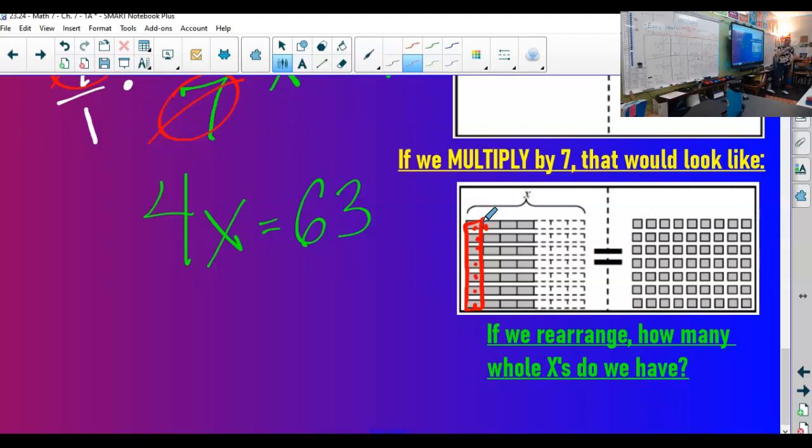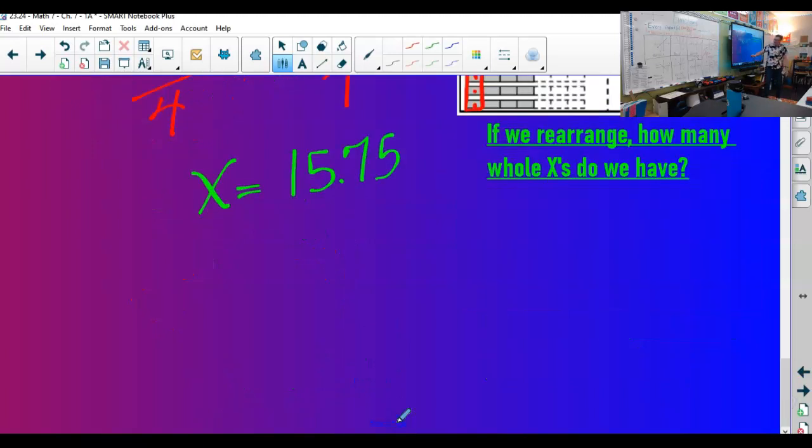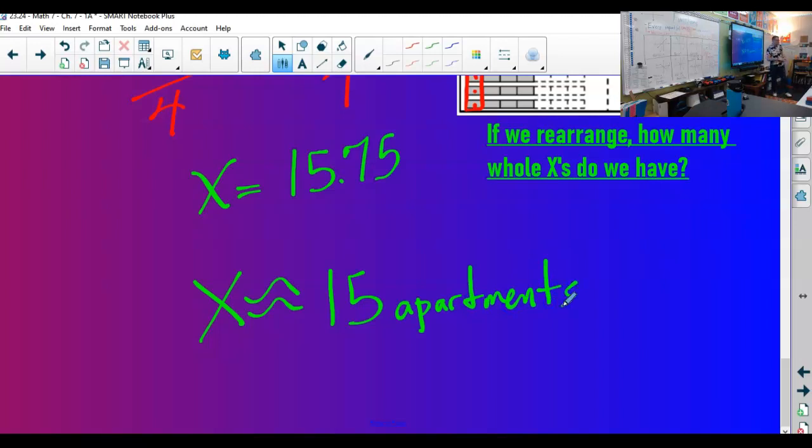How, Emery, would I undo that 4 times and get back to just x? You divide by 4. This should go on your paper. And we get that x is 15.75. So if we're talking about how much could we finish in a day, would we round that up and try to rush the painting, or maybe round that down? So even though the answer we got is 15.75, we can use what we call the approximate equal. We could say, well, what we're really thinking is probably 15 apartments. If everybody shows up like they're supposed to, we should be able to paint about 15 apartments.